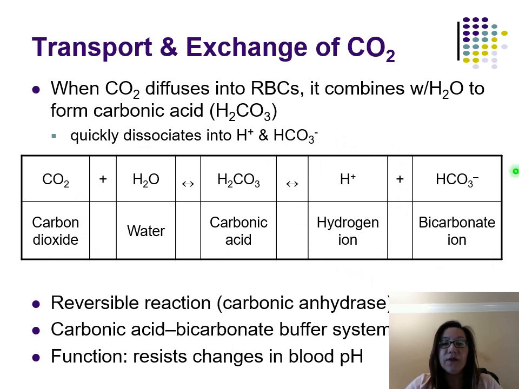Now this is actually a very useful buffer system present in blood, and this is a reversible reaction, which is important. So as the pH in blood changes, it can drive the reaction in either direction to help temporarily buffer changes in pH. This is called the carbonic acid bicarbonate buffer system, and it is facilitated by the enzyme carbonic anhydrase. The main thing to keep in mind as the function of it is to resist changes in blood pH.